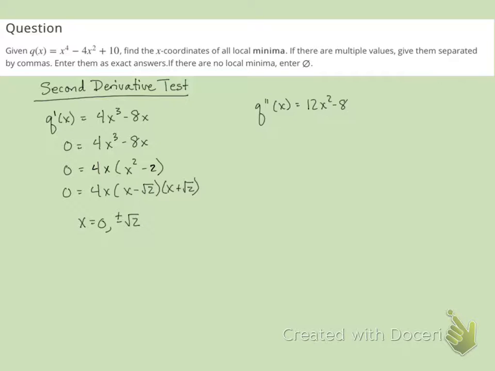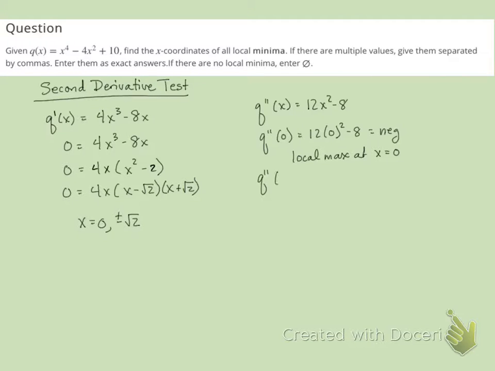So let's find q double prime of 0, which will be 12 times 0 squared minus 8, and that is a negative value, which means at 0 we have a local maximum. So we've got a local max at x equal to 0.